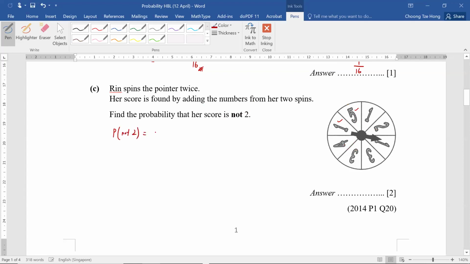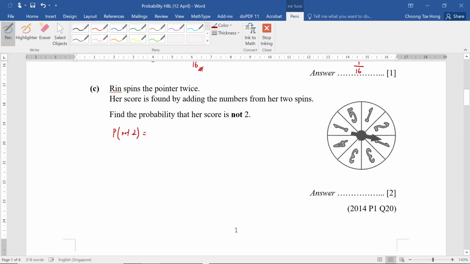Okay, if we are going to list out the possible outcomes, it's going to be a lot of possible outcomes, right? So if you think about this, whenever you have a case whereby you need to list out a lot of outcomes, I want you to think about the complementary case. Okay, if you look at this diagram, we want not 2, right? Okay, how about if I rephrase the question? What is the probability of getting a 2?